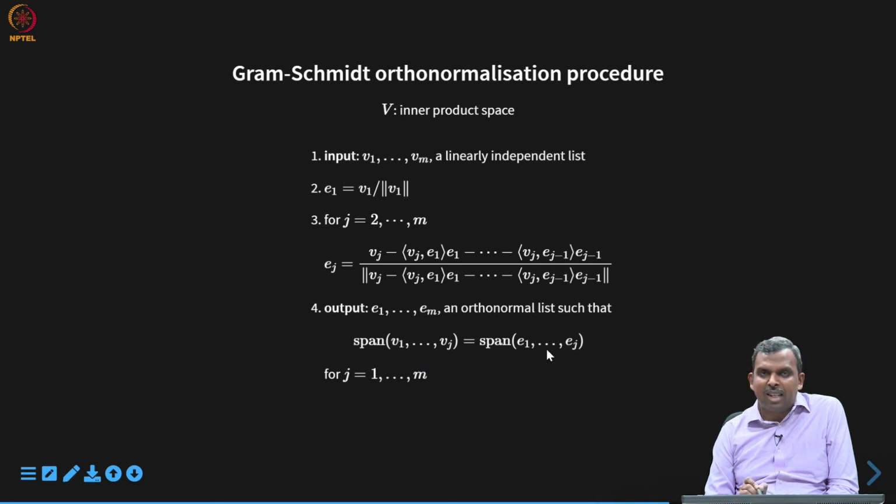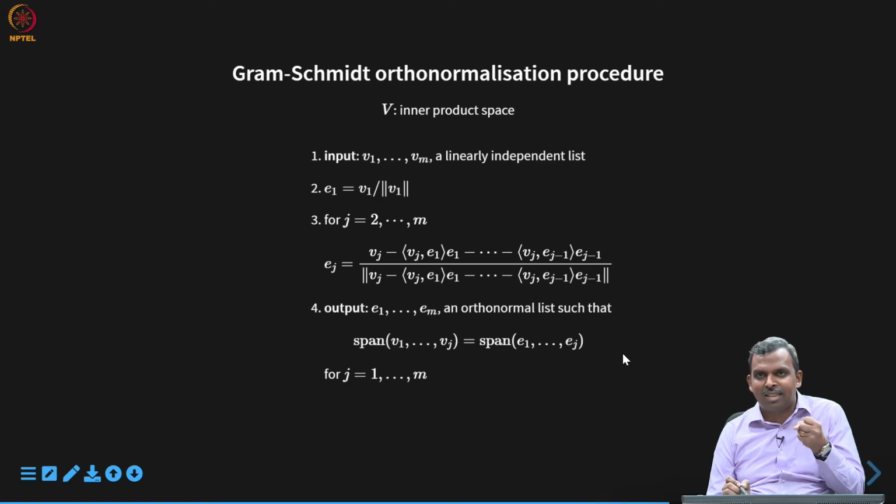But the span is the same, and it is not too difficult to imagine why, because E1 was proportional to V1 and E2 was V2 minus something, right. So the span will remain the same. This linear independence and the span do not change. This is crucial, and for every j the span remains the same, not just the overall span. It is almost like the Gaussian elimination sort of process, right.